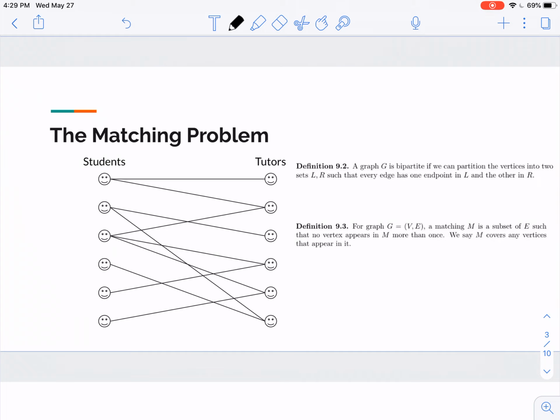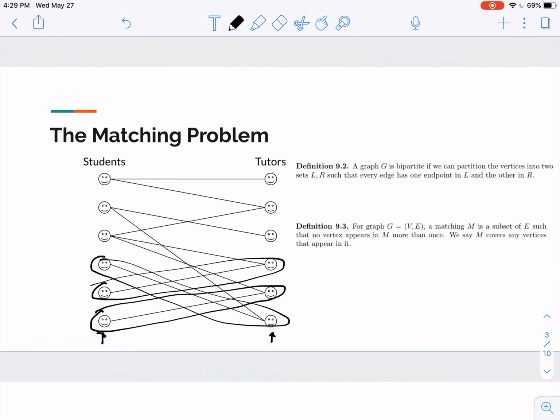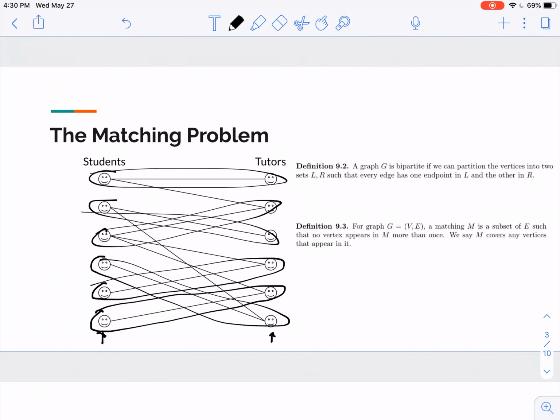I've drawn an example graph below, but maybe what we can do is represent every student as a vertex and every tutor as a vertex, and we'll draw a line between a student and a tutor if and only if they're compatible, right? If the student requested that tutor and that tutor also has the skills necessary to teach that student. And what we want is basically to pair up every student with a tutor. So in this graph, we might pair these two up, this student and this tutor, and so on for each student and tutor.